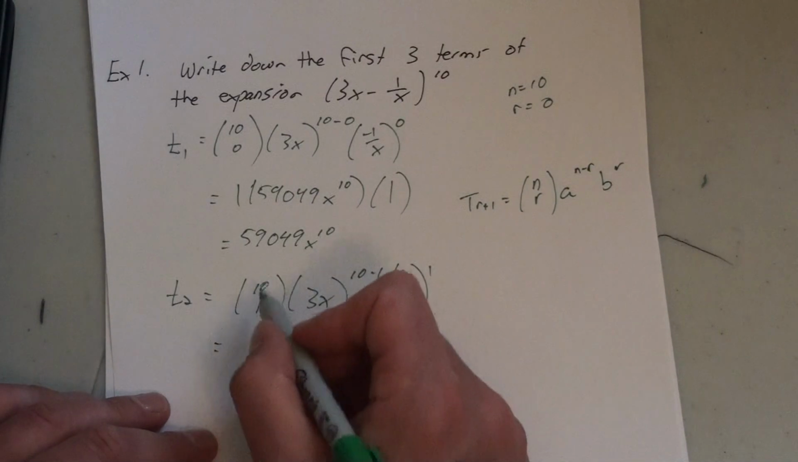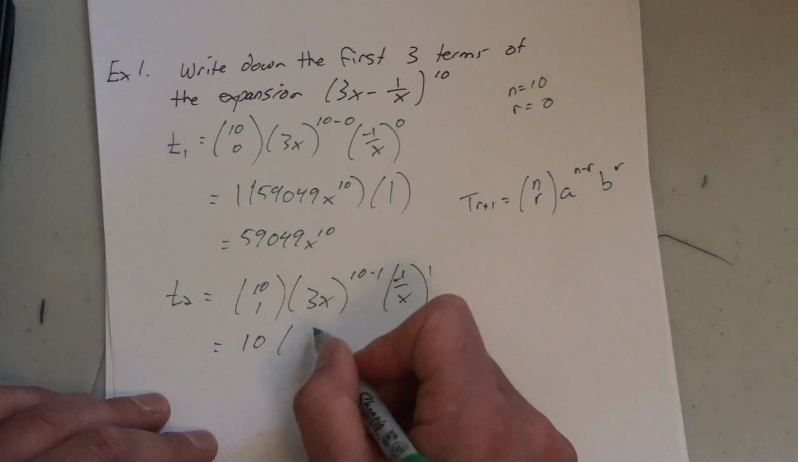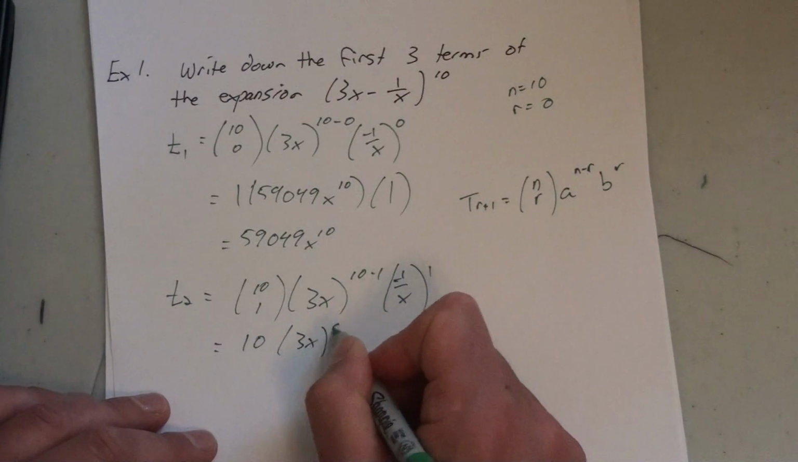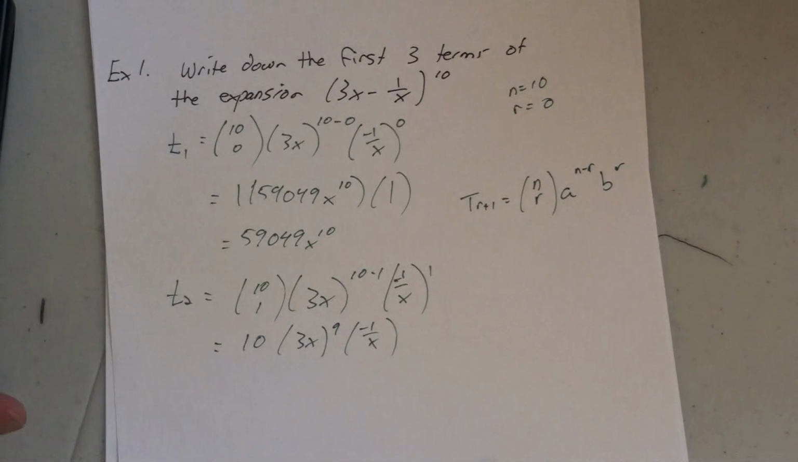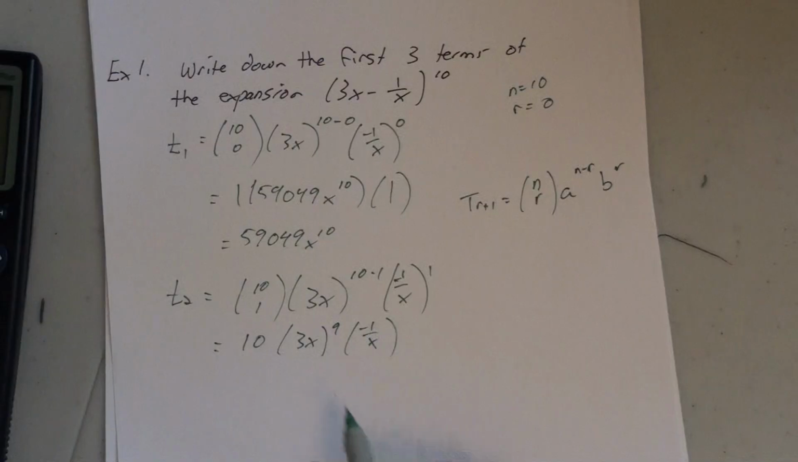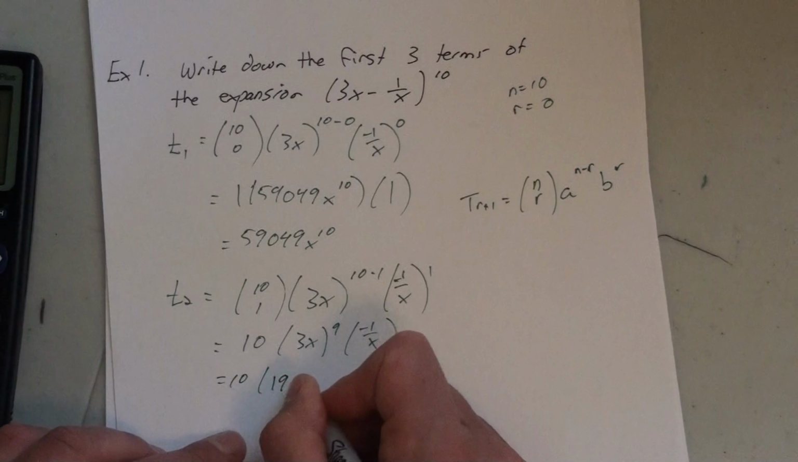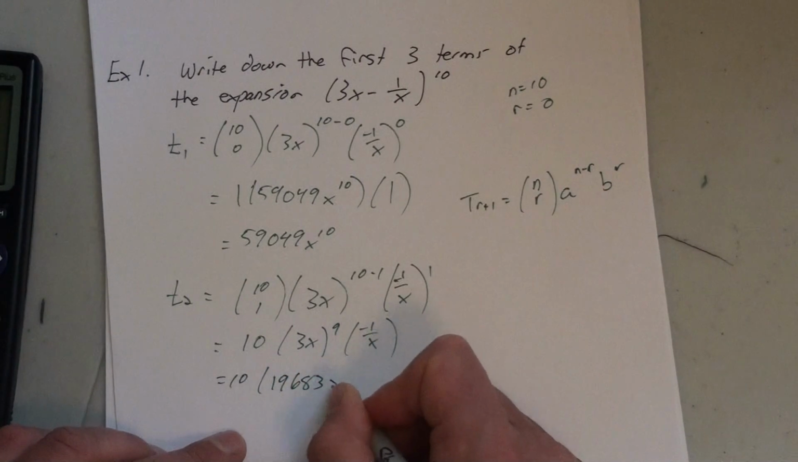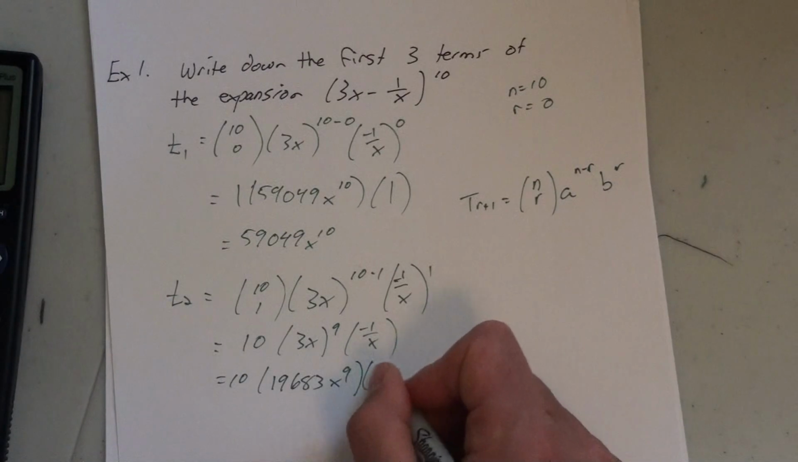Okay, so let's see, 10 choose 1, and that is 10. And I want to have this all to the exponent of 9, and I want to have negative 1 over x. So I can have 3 to the exponent of 9. So I want to have 10 times 19,683 to the exponent of 9 and negative 1 over x.